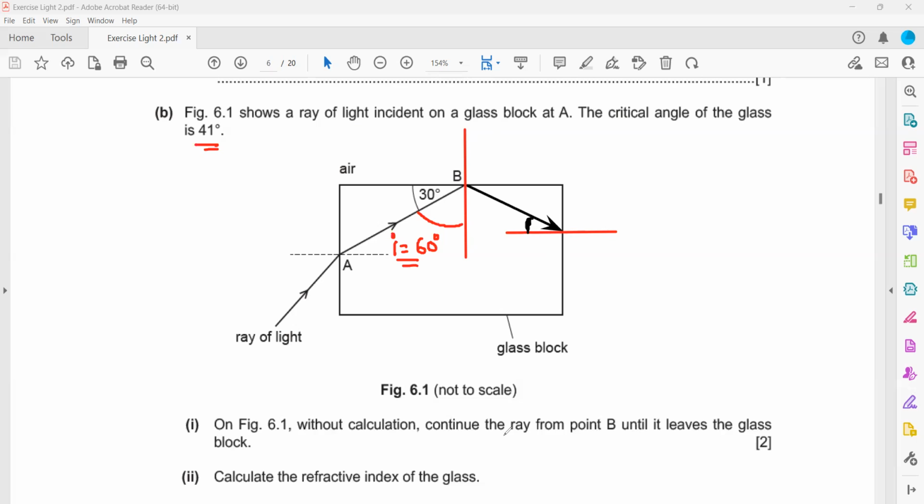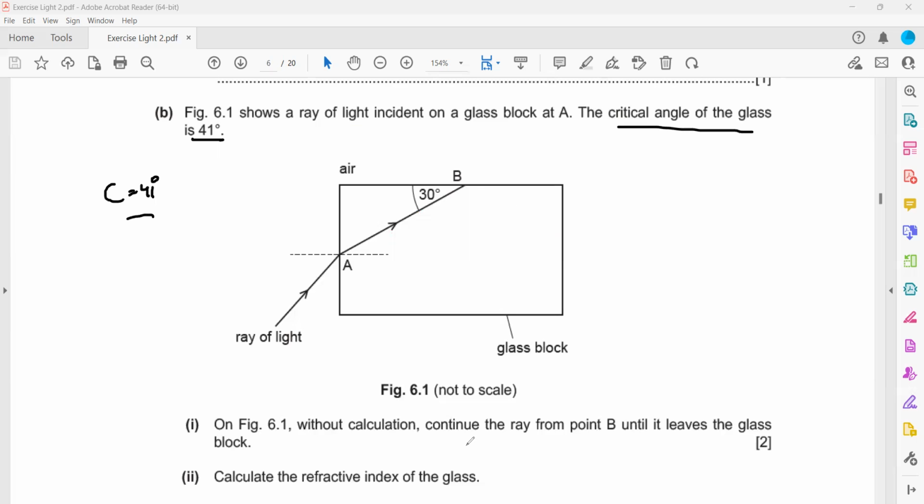Okay, I will explain the first part. See, the question is, the critical angle is 41. What does it mean? The critical angle is 41 means if this angle is 41, the light will travel at 90 degrees to the surface. If this angle is less than 41, it will refract. And if this angle is more than the critical, for example more than 41, it will reflect back.